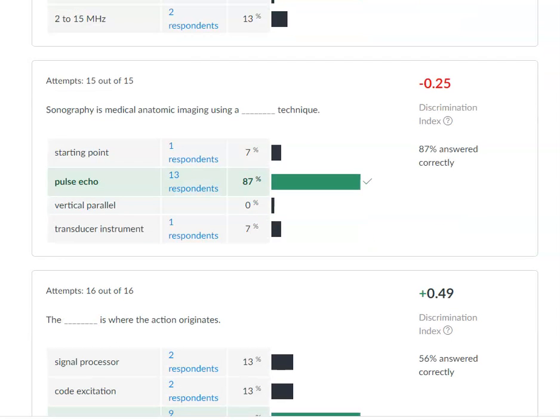Sonography is medical anatomic imaging using blank technique. Again, pulse echo technique is our correct answer. If you want to get more specific, the only tool that we really have for doing ultrasound is the pulse echo. We send out a pulse, we get an echo. That is utilized for everything that we do, from Doppler to harmonics to everything. It's pulse, and the echo comes back. So pulse echo is absolutely the correct answer on this.